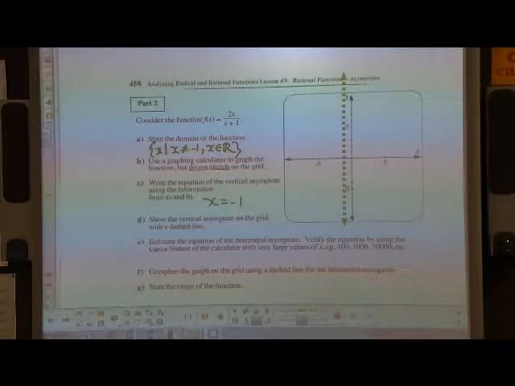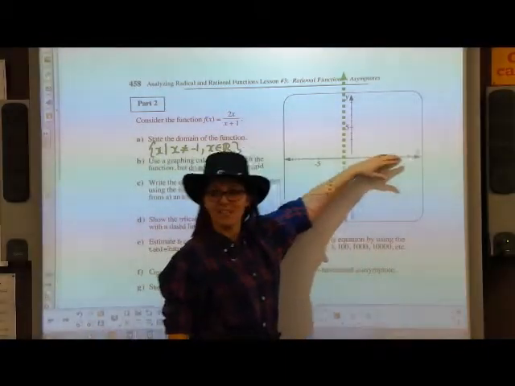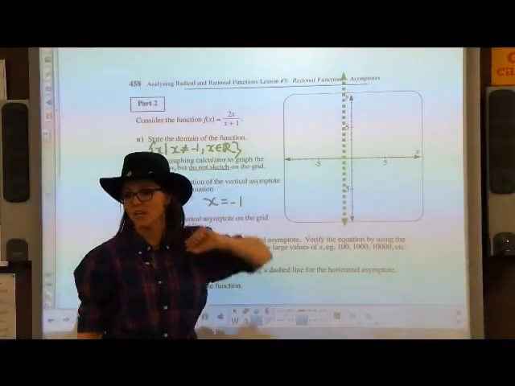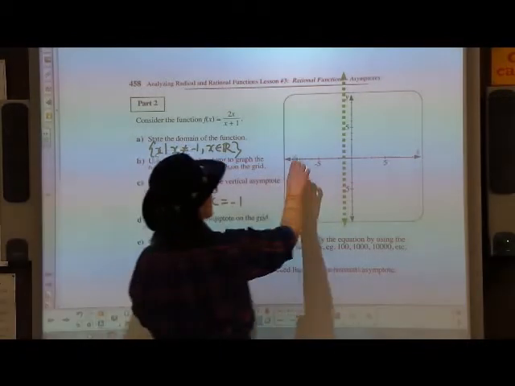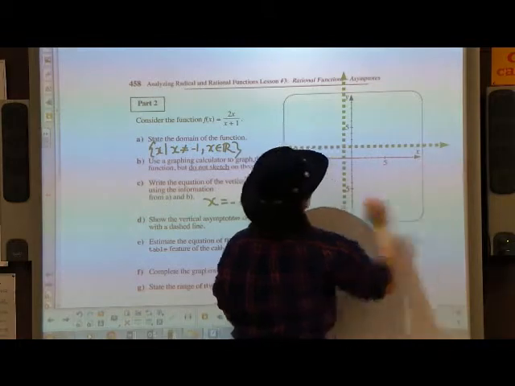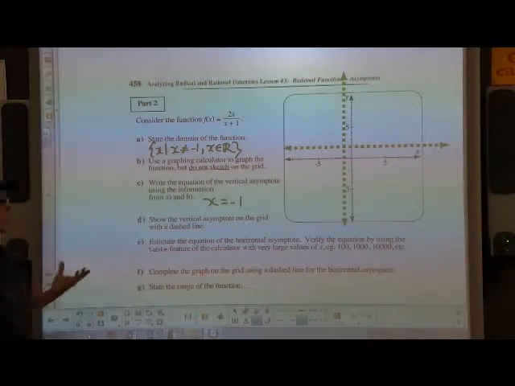Then it says estimate the equation of the horizontal asymptote, because this time it's not approaching this line here. What did it look like it was approaching? What line is it actually approaching? Looks like it's approaching 2. Y equals 2. So it looks like it's approaching this line here. And you can verify it by using your table of values feature.